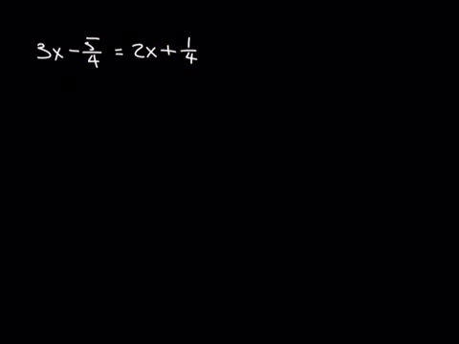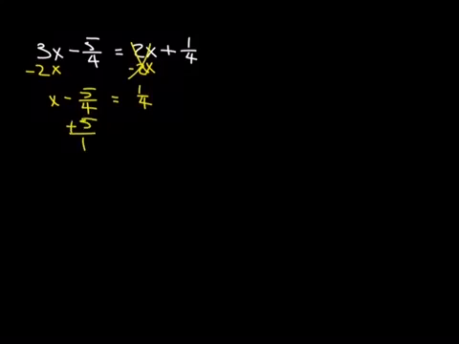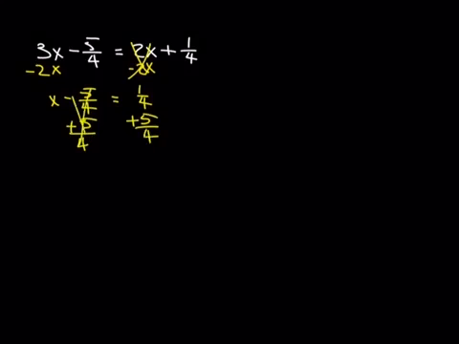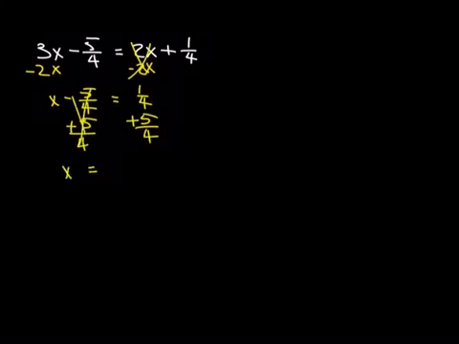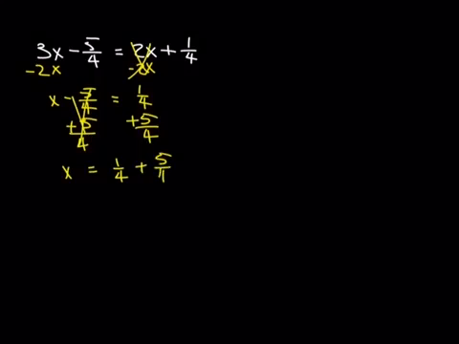Okay, this one has fractions, but we're going to do the same thing. We're going to get the x's on the same side by getting the smaller one and doing the opposite. 3x minus 2x is 1x minus 5/4, and that goes away, equals 1/4. Alright, so now we're going to add the opposite to get the x by itself. Those go away, and we get x equals 1/4 plus 5/4.